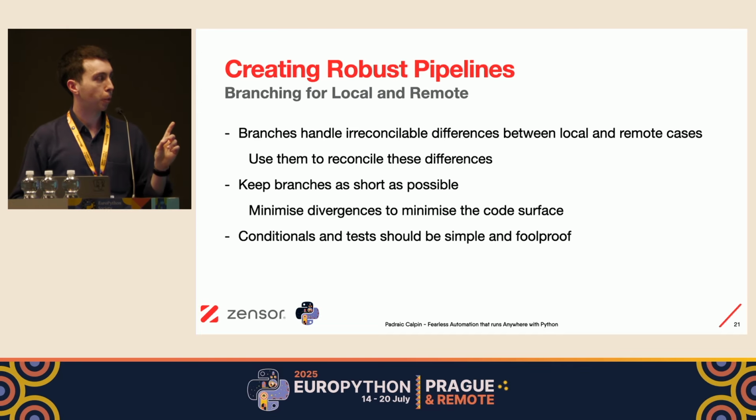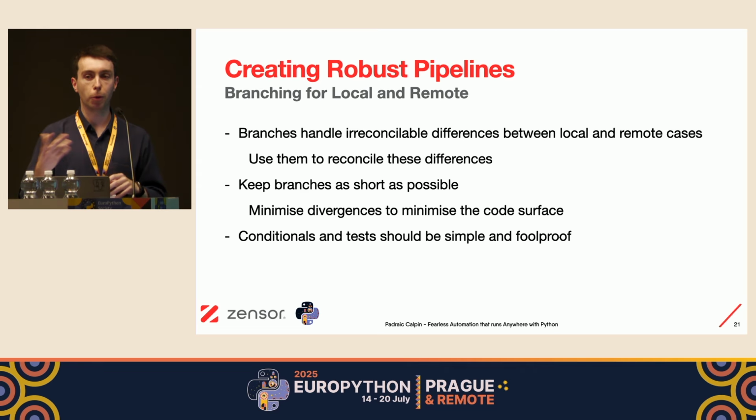And a final point as well, but something that bears repeating, is that the actual tests that you're using to do these branches should be as foolproof as possible. You can try to use something like looking for an environment variable or the presence of a particular file, rather than something that might fail for unrelated reasons, like, say, a network request.